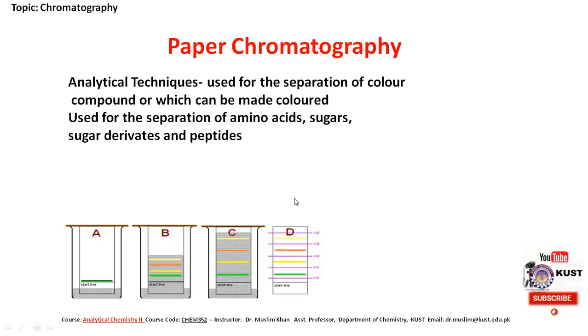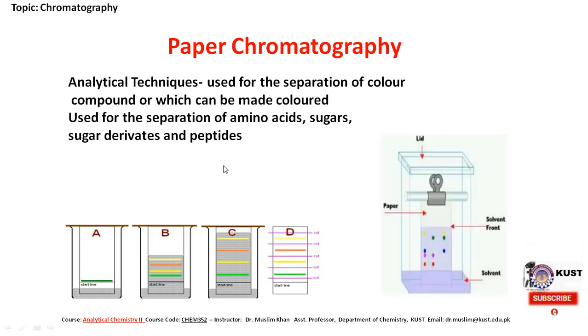So once you do this chromatography, you get this piece of paper having these different spots. These different spots correspond to the different components of a mixture. This paper is known as a chromatogram. So in paper chromatography there are two types of chromatography again. One is this, which is an example of ascending chromatography.